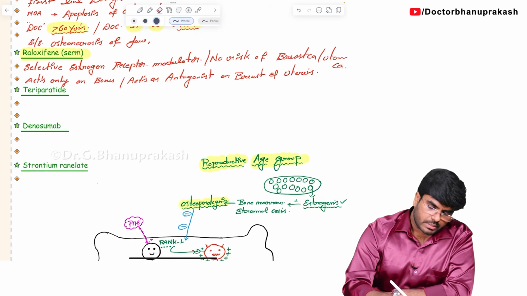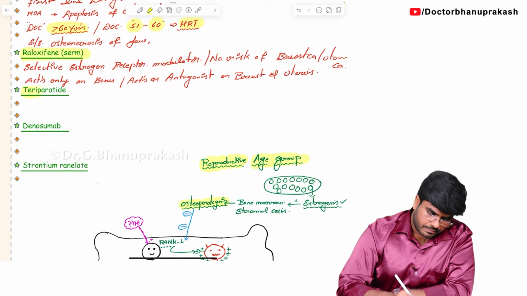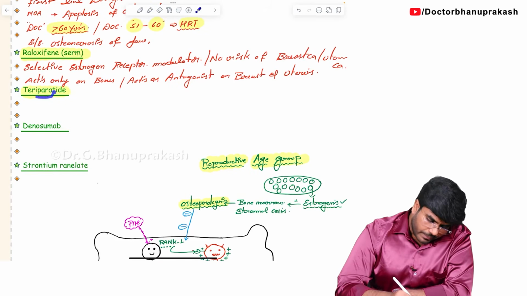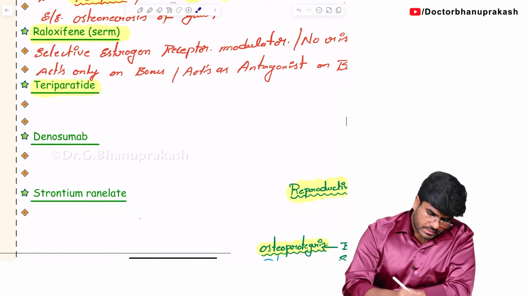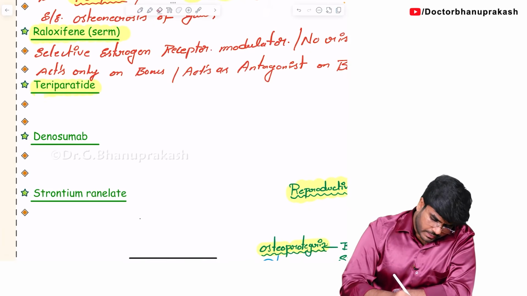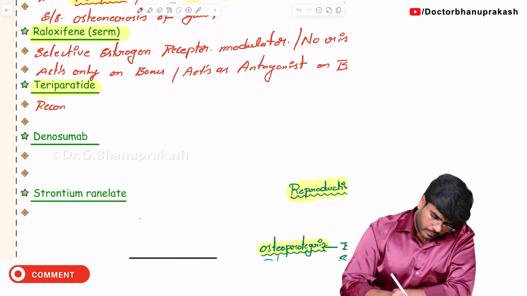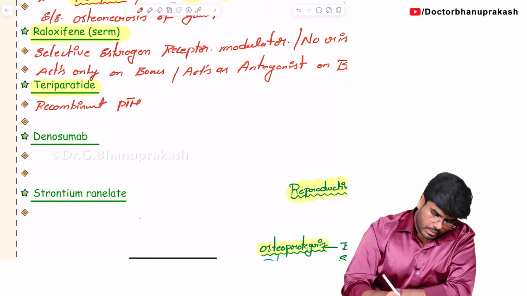Okay. Now let's discuss a drug called teriparatide. Now what exactly is this teriparatide? The name itself has it, see para. Para means what? Parathyroid hormone. It's an analog of, you can say it's a recombinant parathyroid hormone.